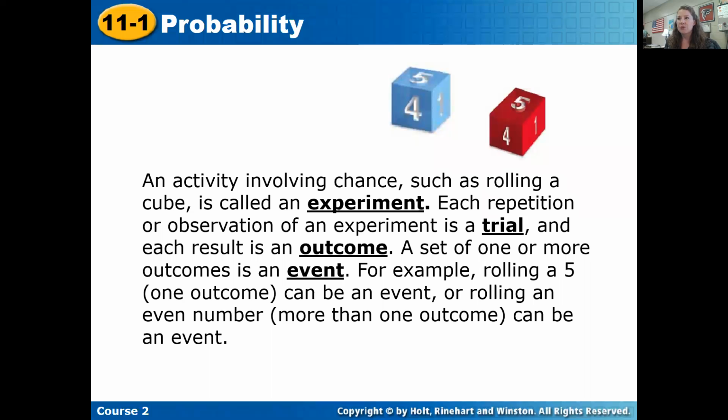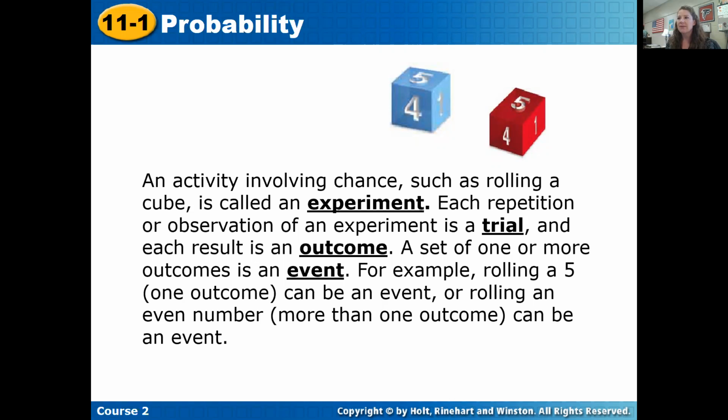Hey guys, so today we're going to look at experimental probability and making predictions. Yesterday we looked at theoretical probability. So let's go over a couple of vocabulary terms first. Some new terms: experiment, trial, outcome, and event.